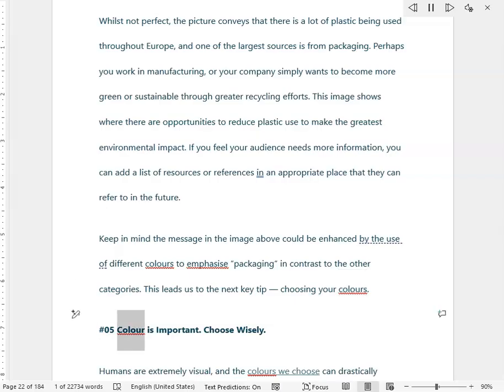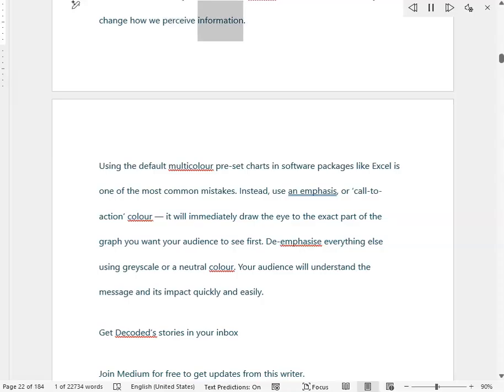Number 05, color is important. Choose wisely. Humans are extremely visual, and the colors we choose can drastically change how we perceive information. Using the default multicolor preset charts in software packages like Excel is one of the most common mistakes. Instead, use an emphasis or call to action color. It will immediately draw the eye to the exact part of the graph you want your audience to see first.